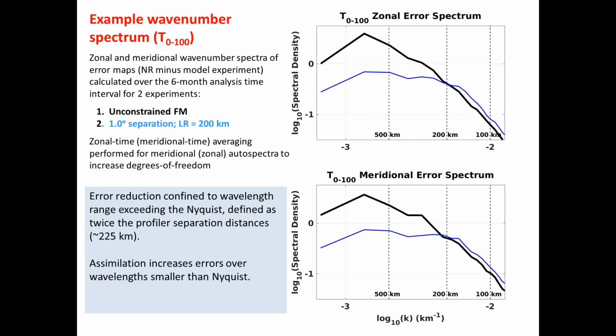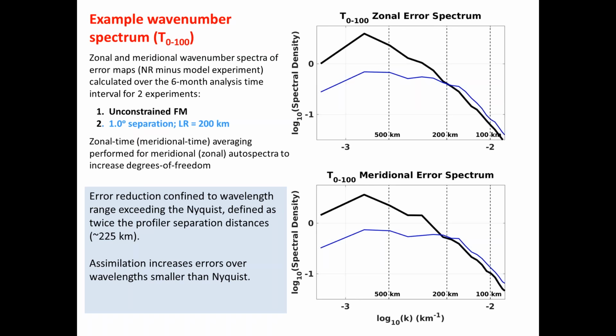And to look at how they were affecting the correction of mesoscale structure, I used wavenumber autospectrum analysis, where it's calculated over the 6-month analysis time interval. Averaging is performed over zonal time averaging for meridional autospectra, and meridional time averaging for the zonal autospectra, to increase the degrees of freedom of the estimate. The black curve is the error spectrum.